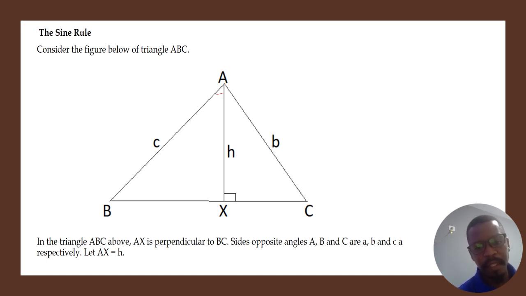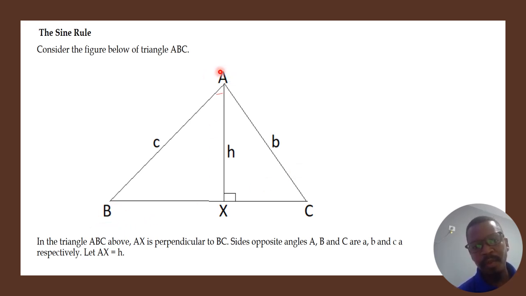We have this point B. This point B is going to represent the angle. Okay, so the opposite side of that B, you give it the small letter b.